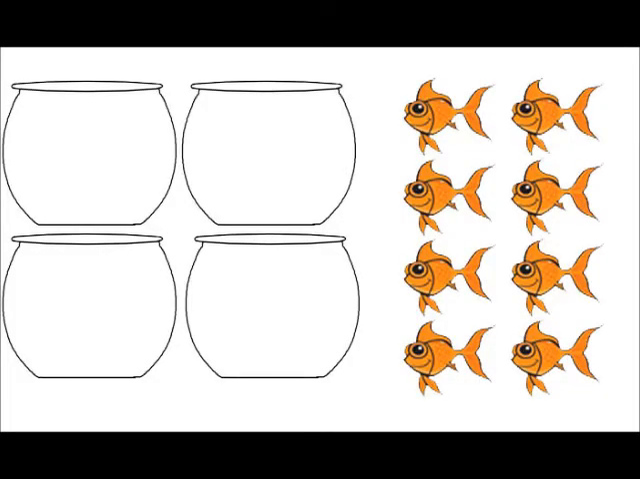So, if multiplication is repetitive addition, division, on the other hand, is repetitive subtraction. Let's see an example to know more about division. So, in the given example, there are 8 fish and there are 4 bowls. Now, we want to equally distribute the fish in the bowls.